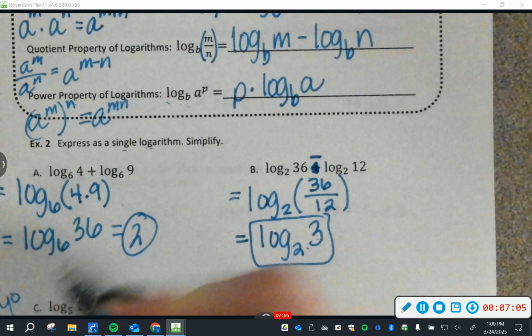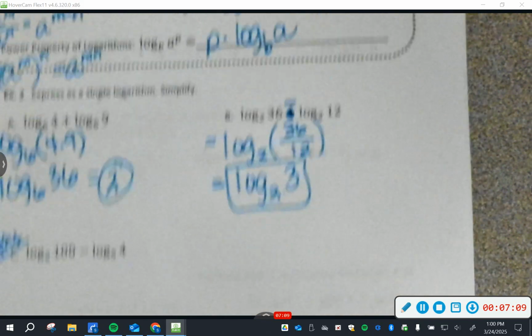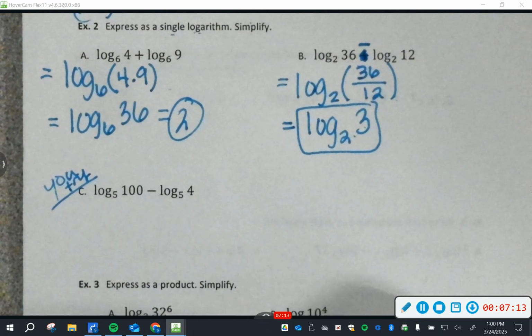Okay, you guys try part C on your own. There's nothing crazy about it. There's no typo. It's all good. You try that one.